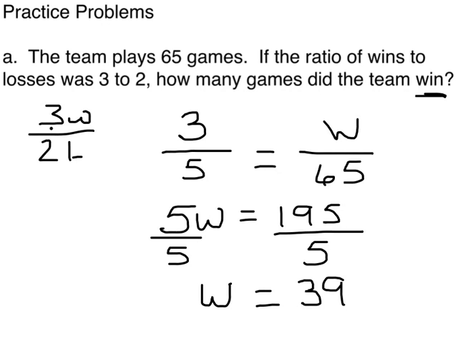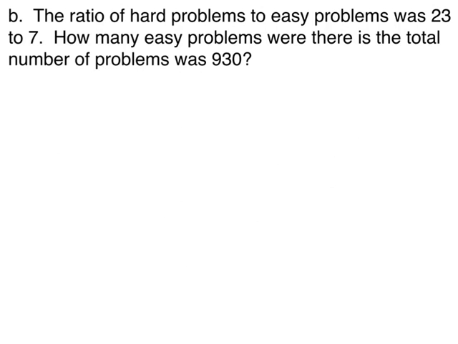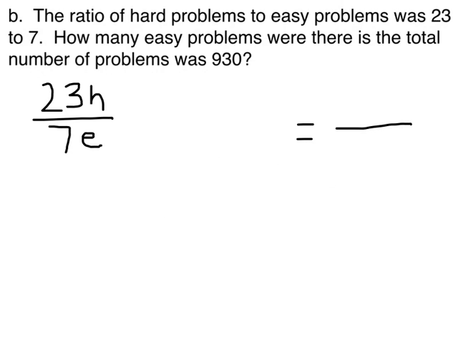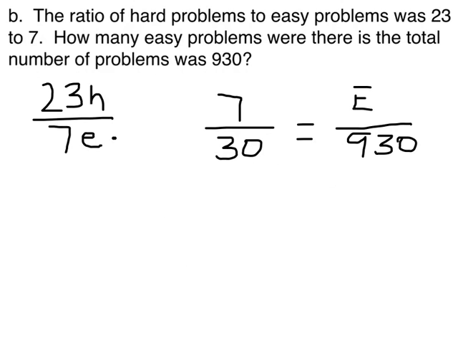All right, next. The ratio of hard problems to easy problems was 23 to 7. 23 hard to 7 easy. The total number of problems was 930. So the total of this is 30. 23 plus 7 is 30. All right, how many easy? So we're going to use the 7 here.